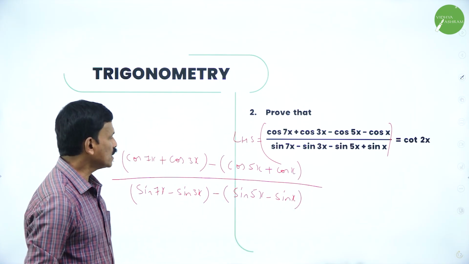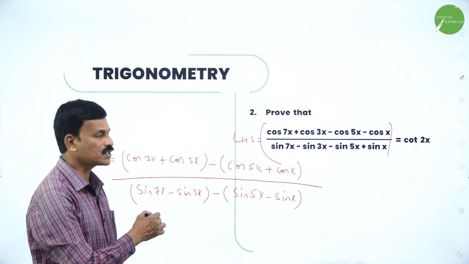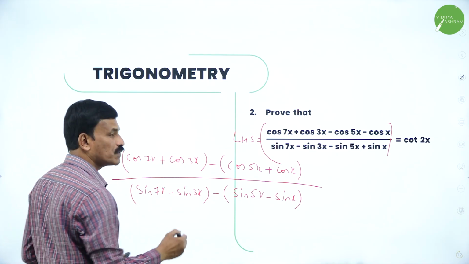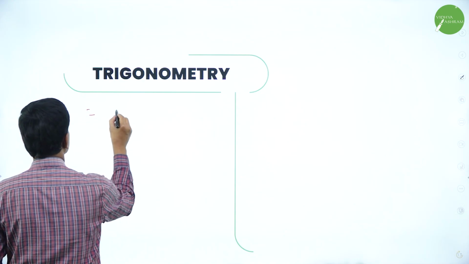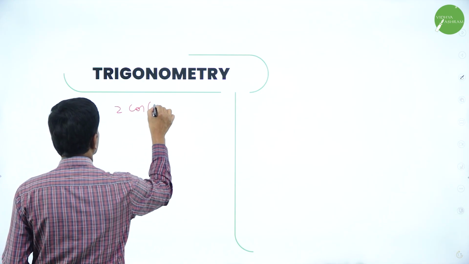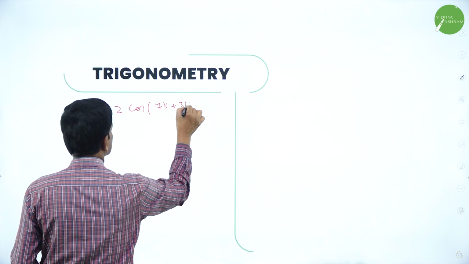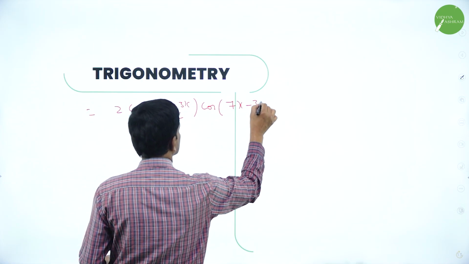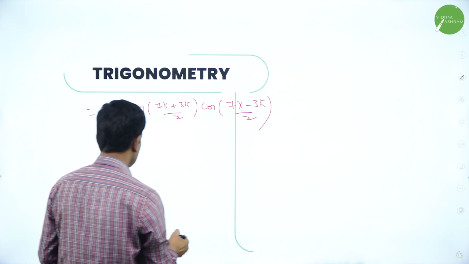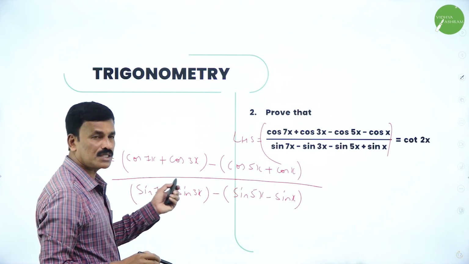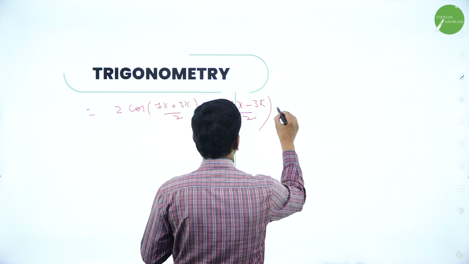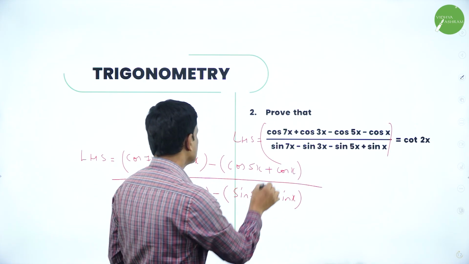Now if you observe carefully, this is of the form cos c plus cos d and sin c minus sin d. Cos c plus cos d is equal to 2 cos of c plus d by 2 into cos of c minus d by 2. So cos c plus cos d is 2 cos c plus d by 2 into cos c minus d by 2, minus, again this is cos c plus cos d.